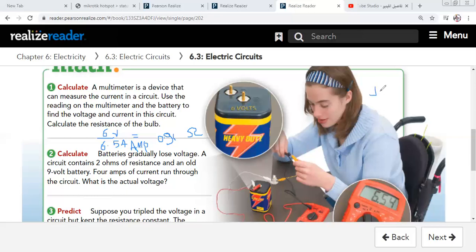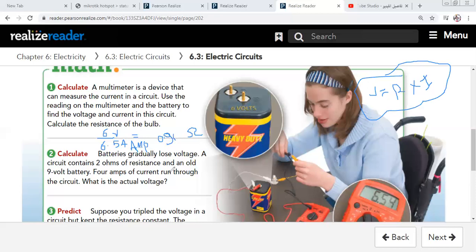Voltage equals resistance times current. Times what? Current. This is the equation that we use to calculate the voltage: voltage equals resistance times current. What is the resistance? Resistance is 2 ohms.